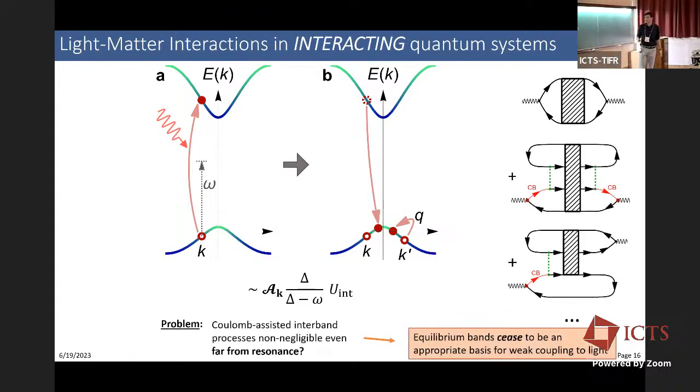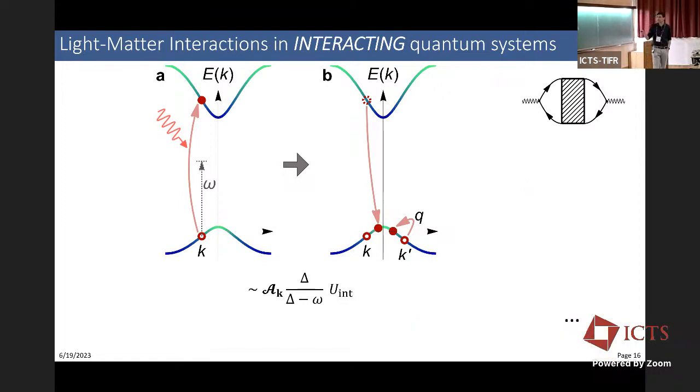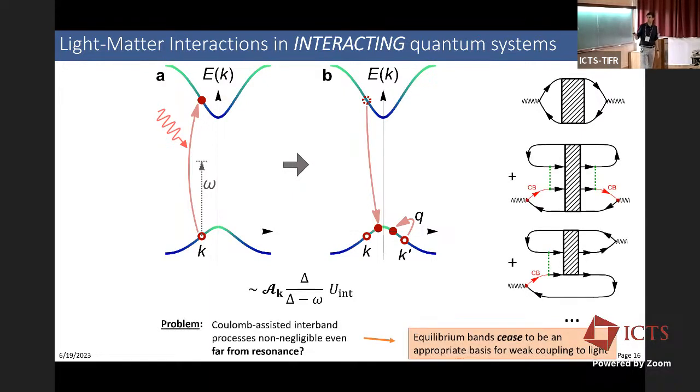Okay. And so just for those of you who love diagrams, if you think about something, say, even linear optical, it even shows up in linear optical response. Ordinarily, optical conductivity would just be this fully dressed bubble. But now what this tells us is that in general, in a multiband system with non-trivial quantum geometry, we have to also account for much more challenging processes that essentially encode these second order Coulomb-assisted interband transitions.